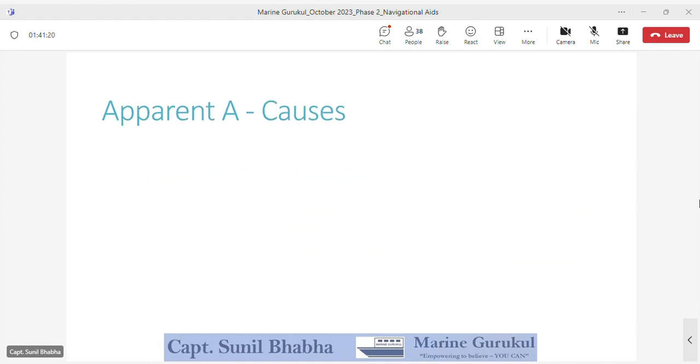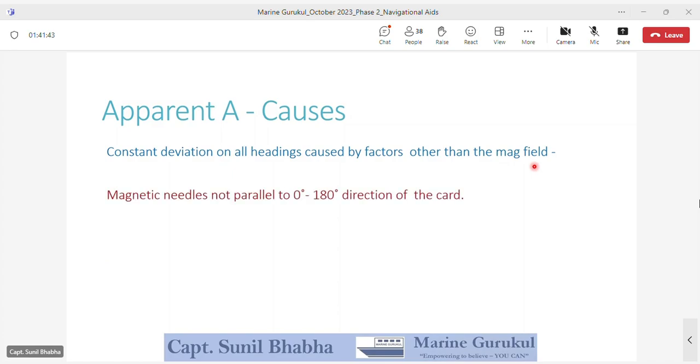Now the second component of coefficient A, which is known as apparent A, is basically the constant deviation on all headings caused by factors other than the magnetic field. So any cause other than the magnetic field which leads to a constant error on all the headings will come under apparent A. There can be numerous reasons for generation of apparent A. Some of the examples, some possibilities which could lead to this kind of an error.